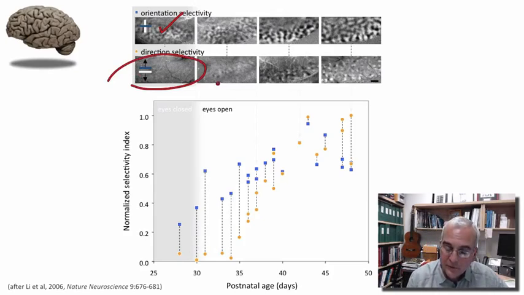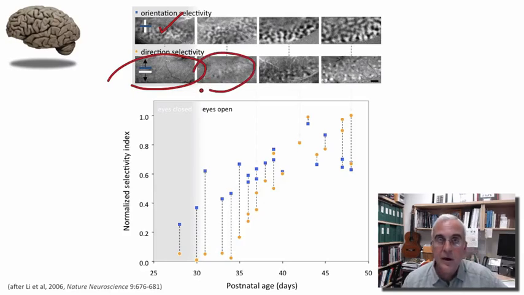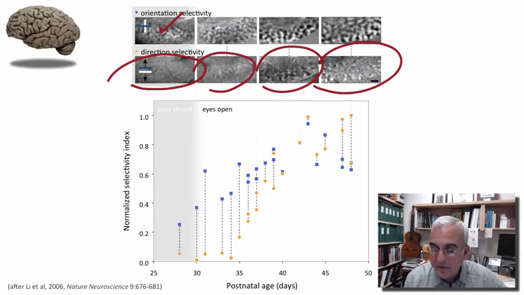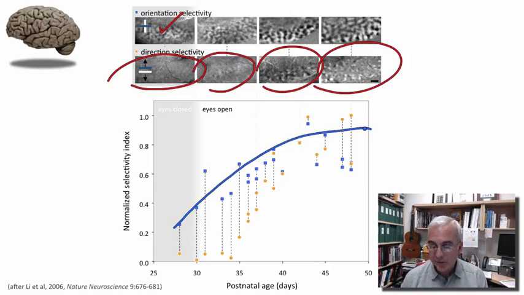That began to be visible after a few days of visual experience following eye opening, but it really wasn't until about 7 to 10 days later that we began to see this differentiation of our orientation columns into domains that prefer opposite directions of motion. So the upshot here when we looked at the developmental curves is that while orientation preference is present at or just before eye opening and continues to develop throughout the first few weeks of life, there seems to be a real lag in the development of direction preference.